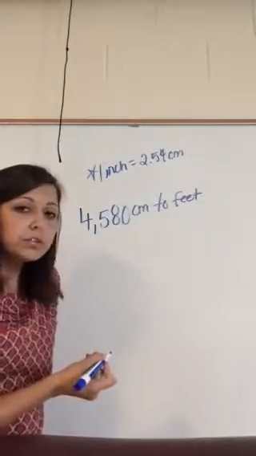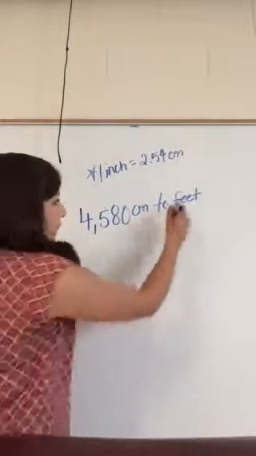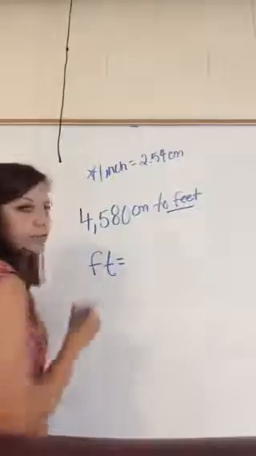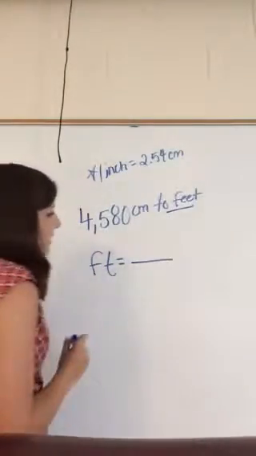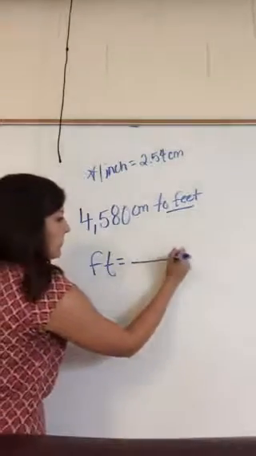So the first thing we're going to do is write down what we're solving for, and we are solving for feet. So feet is equal to, that's where you should be so far. Go ahead and draw your line. Whatever's here must go here.